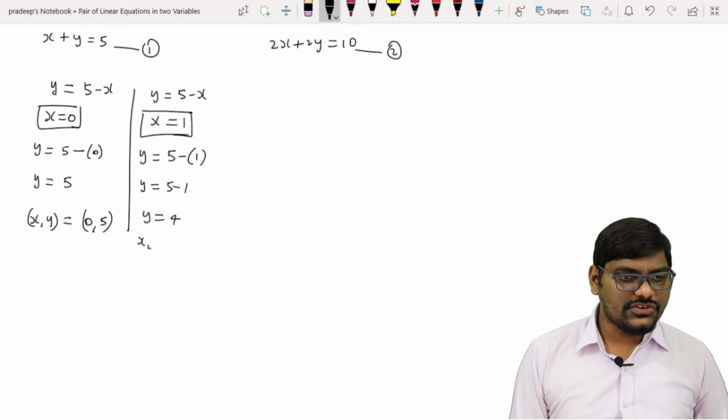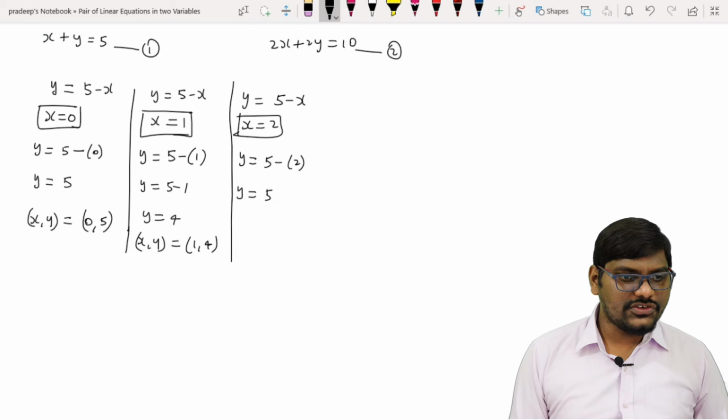So what is the point I got? x comma y is 1 comma 4. Let's take one more and solve this. I got y is equal to 5 minus x, so x equal to 2. Substituting 2, I'll get y equal to 5 minus 2, which is 3. So I got x comma y value as 2 comma 3. Alright, so these are the points.